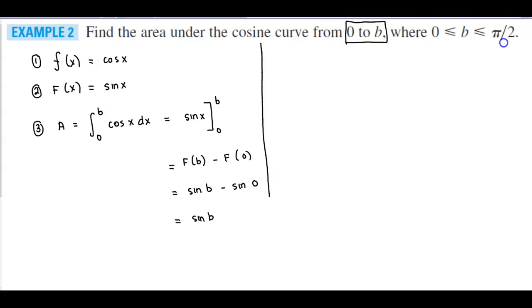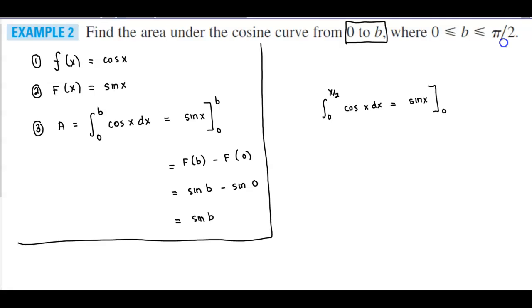Okay, now, if we chose to use this limit of pi over 2, let's just use this as an additional example so we can see what would happen here. So if we wanted to look at this integral going from 0 to pi over 2, we know that this is the cosine of x dx, which gives us an antiderivative of the sine of x that goes from 0 to pi over 2. So what this means is we would get the sine of pi over 2 minus the sine of 0.